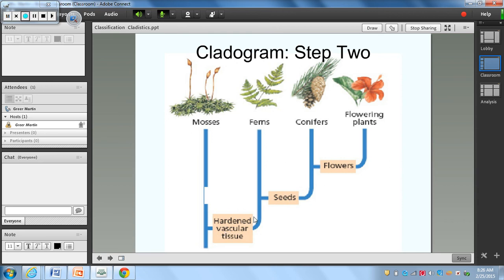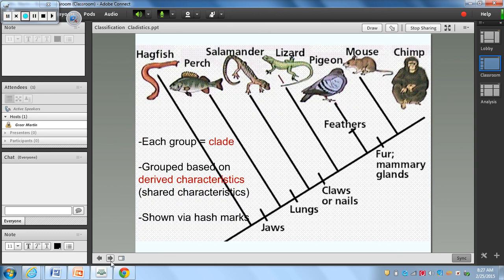Starting back over, if I cross vascular tissue, ferns have vascular tissue, but no seeds, no flowers. If we go all the way to the flowering plant, you can see that I'm crossing all 3 traits. That means the flowering plants have flowers, seeds, and vascular tissue. And based on the chart from the previous slide, that is true. So here's another example of a cladogram. Each group is called a clade.